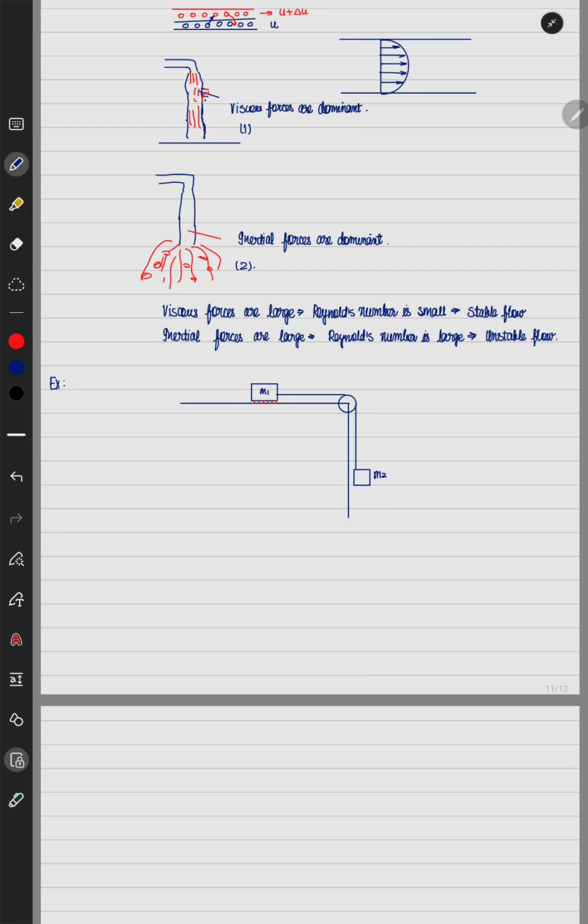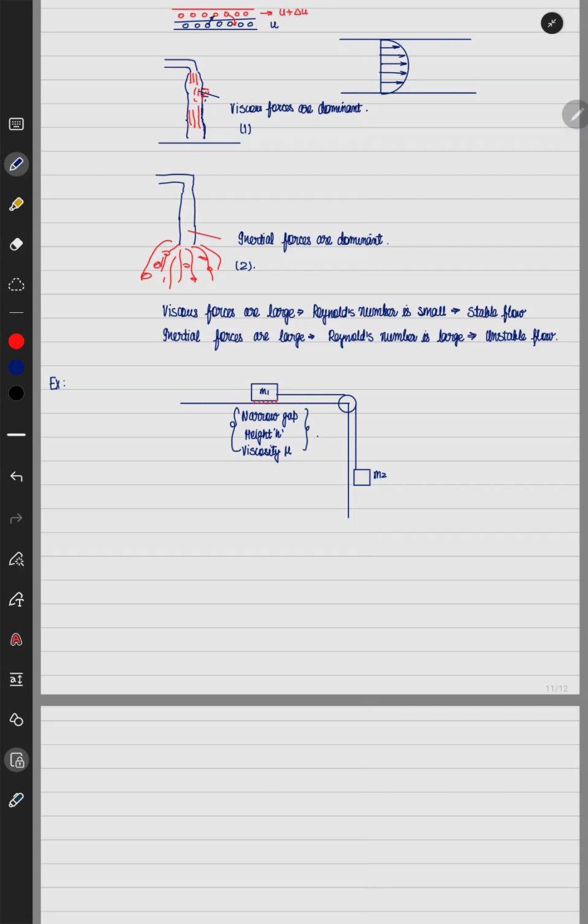What the information is given in the problem is the gap between this m1 and the table is very narrow gap, and that narrow gap, between the bottom of the mass m1 and the top surface of the plate, is given by height h, and the viscosity of the fluid which is filled is mu. Okay, viscosity, this is the description given.